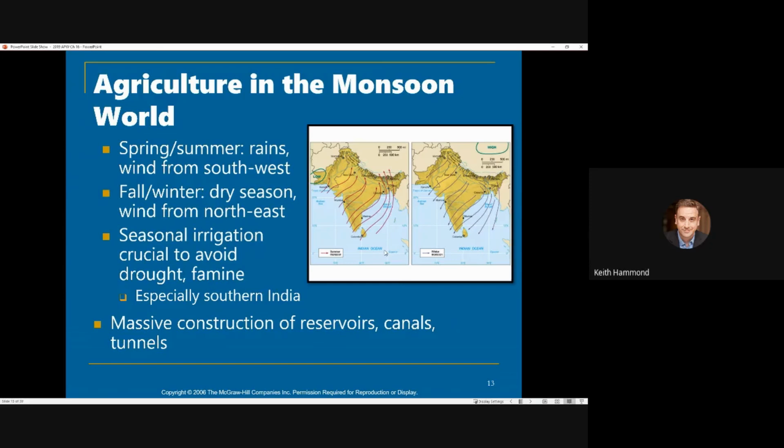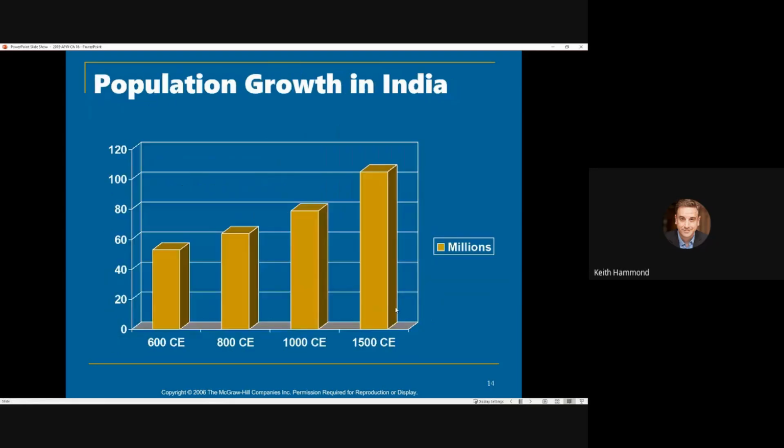It also allows you to know what to expect from an agricultural standpoint. So you can expect those rains in the spring and summer. And so over hundreds of years, throughout India, we're going to have these seasonal irrigation flows that they're going to figure out to help avoid droughts, which can lead to famines. This is especially important in the southern part of India. With this huge influx of rain, it's also going to be important to create reservoirs, canals, and tunnels to make sure that you can keep things under control and keep your food supply going.